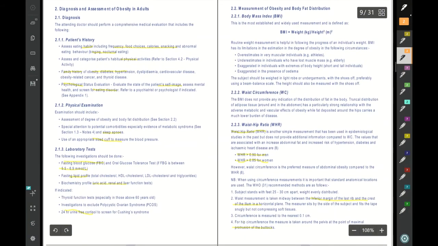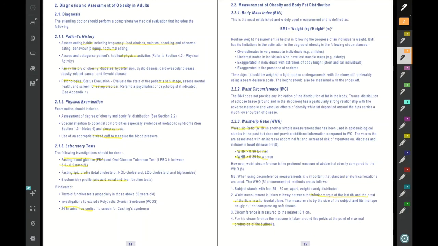So what are we going to ask when we encounter a patient with obesity? We are going to ask about their eating habits, whether their food choices, the calories, whether they have a snacking habit, and then their family history of obesity, diabetes, hypertension, and also psychological aspects regarding their self-image, or is there any related eating disorder.